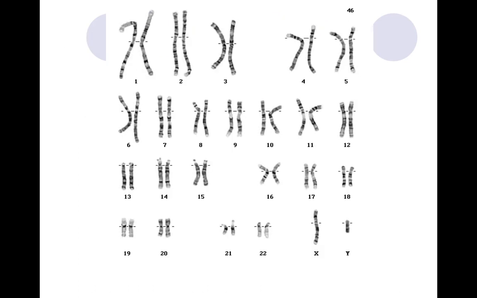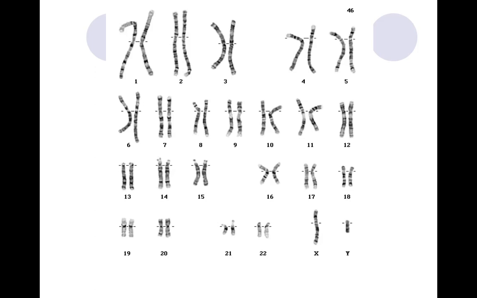So here is a karyotype of a human. Now, for example, if it's a different species, it may not have 23 pairs, but we have 23 pairs of chromosomes, and this is also based on how big they are. Notice that your number 1 chromosome is larger than your number 22 chromosome.